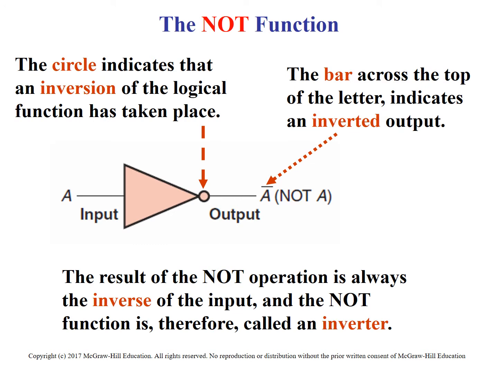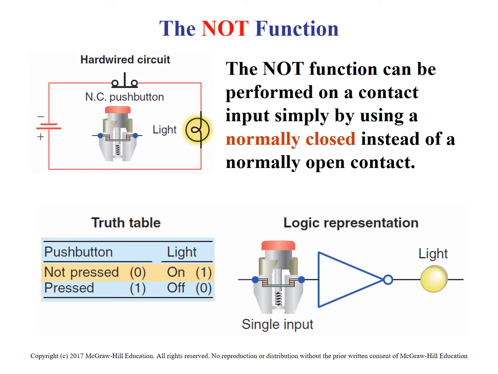Again, just an inversion of the input. And here they're showing an example of that with a normally closed push button. So if you have a normally closed push button, when it's not pressed, the light is on. When it is pressed, the light is off. So it's inverted from the input.